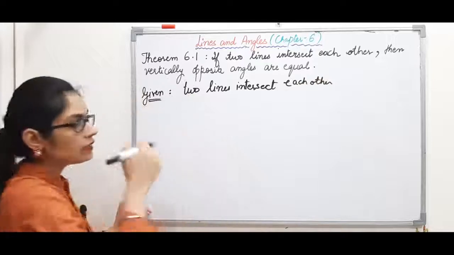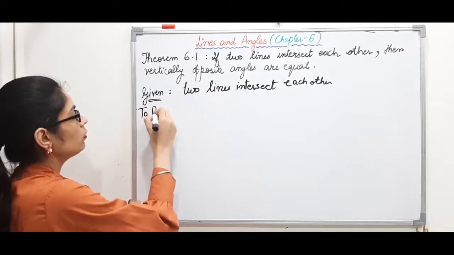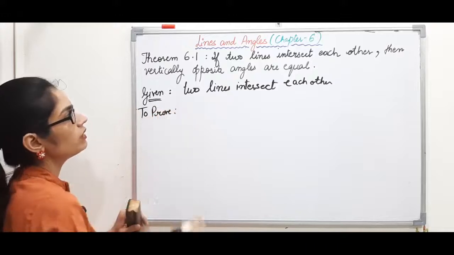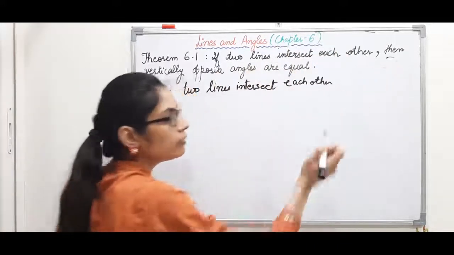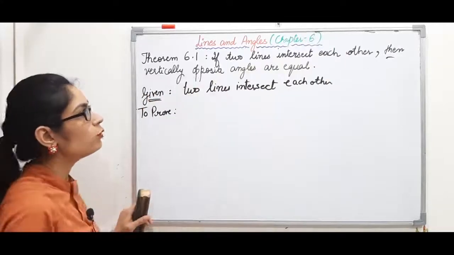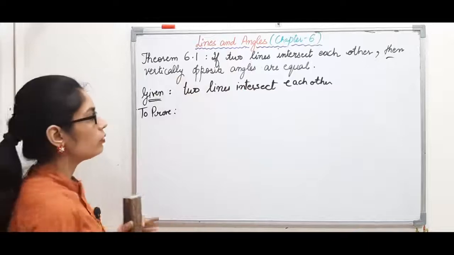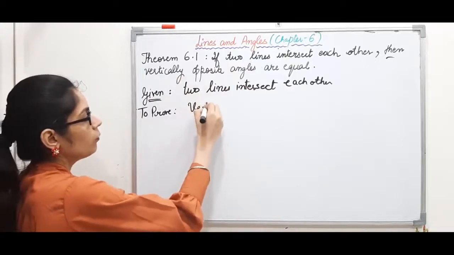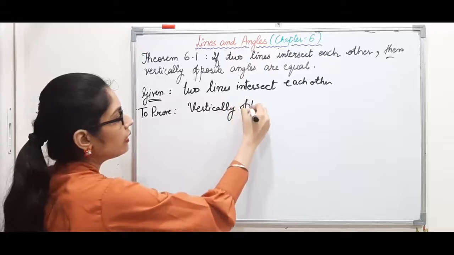Now the first thing, the given, you have to write. The second thing is to prove. So what do you have to prove? It says if lines intersect each other, then, whatever is written after 'then', that thing you have to prove. Vertically opposite angles are equal. So this thing you have to prove: vertically opposite angles are equal.